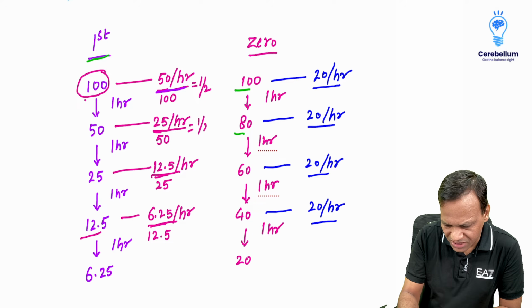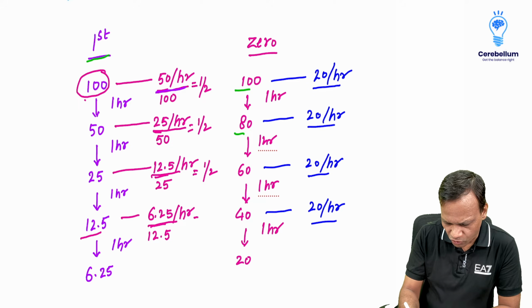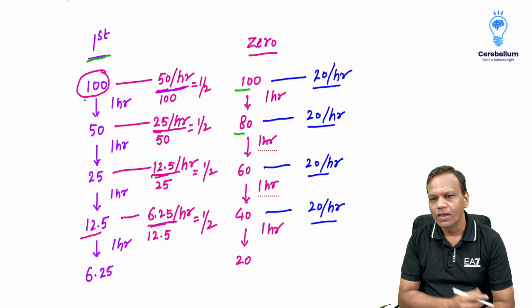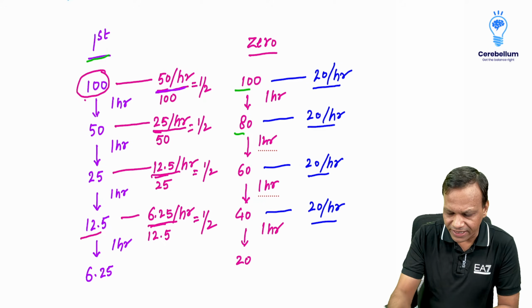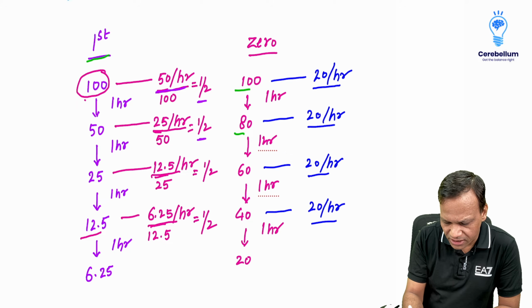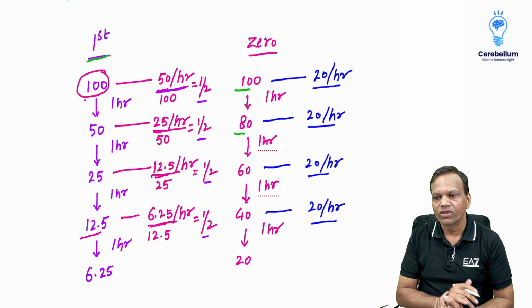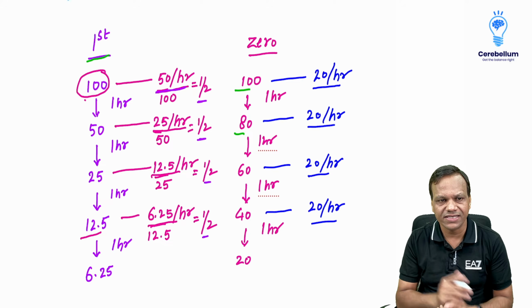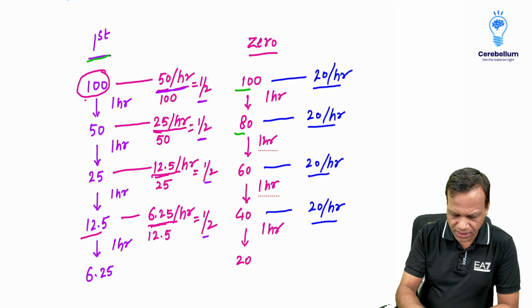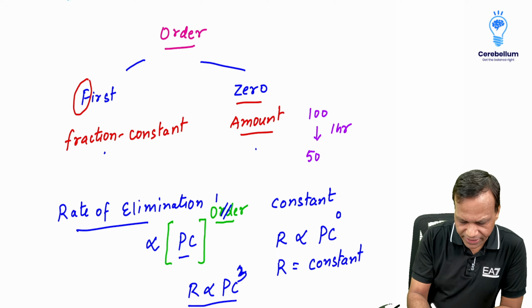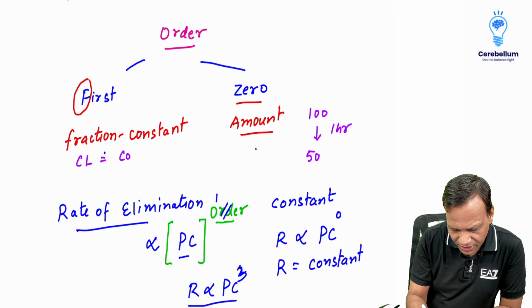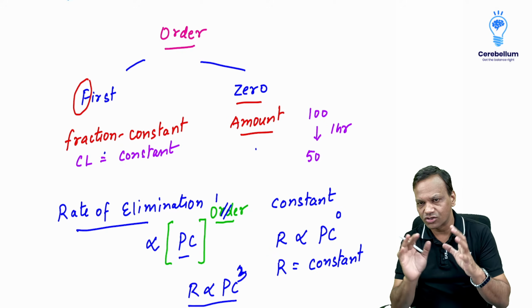50 by 100 means 1 by 2. 25 by 50 means 1 by 2. 12.5 by 25 means 1 by 2. 6.25 by 12.5 is 1 by 2. So what we noted is that clearance is constant in first order kinetics. In first order kinetics, clearance of a drug remains constant, whatever may be the plasma concentration.